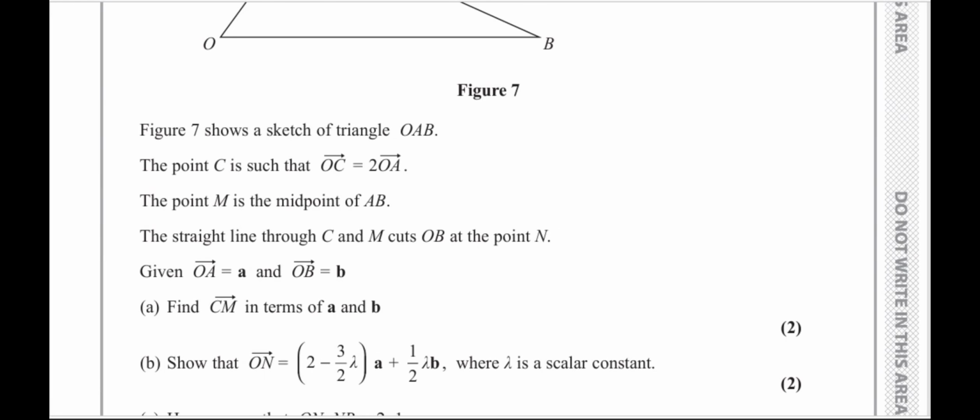Question 10. Figure 7 shows a sketch of triangle OAB. The point C is such that vector OC is 2 times OA. The point M is the midpoint of AB. The straight line through C and M cuts OB at point N. Given that vector OA is equal to a and vector OB is equal to b, find vector CM in terms of a and b.